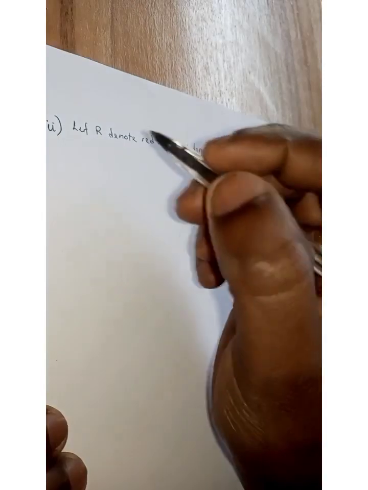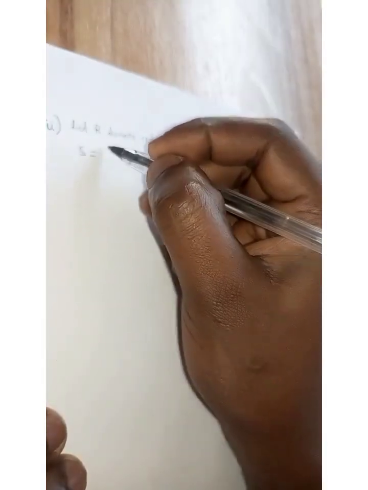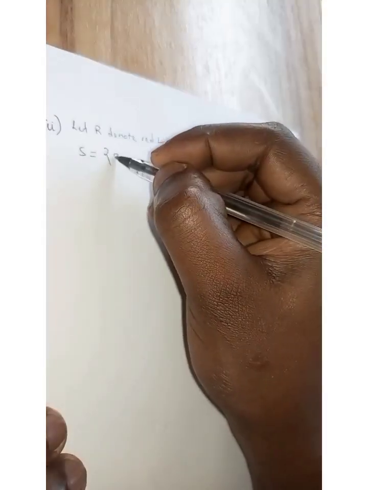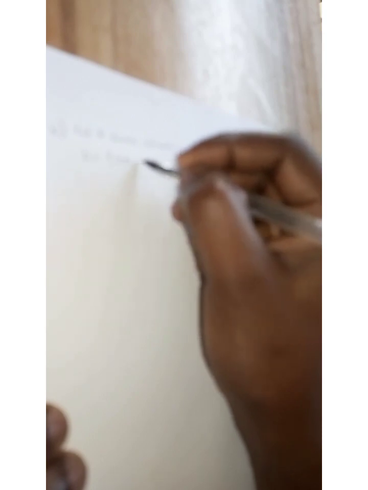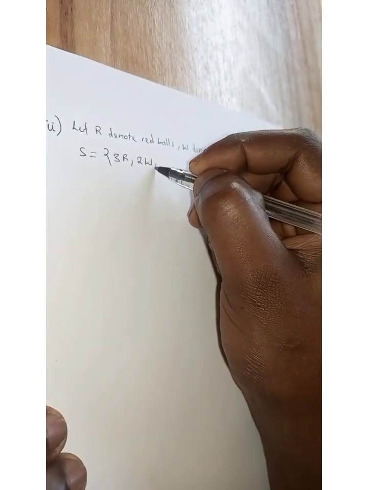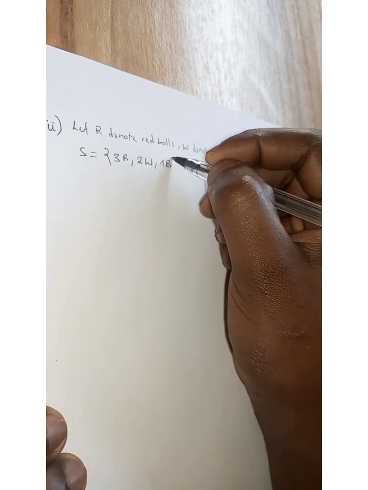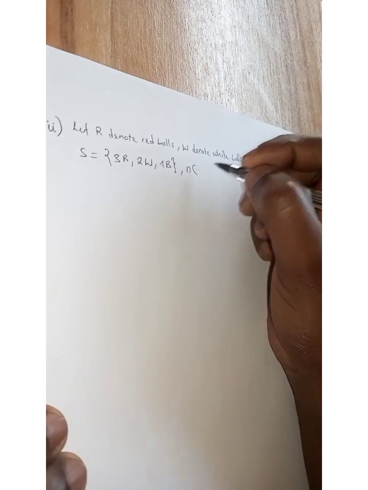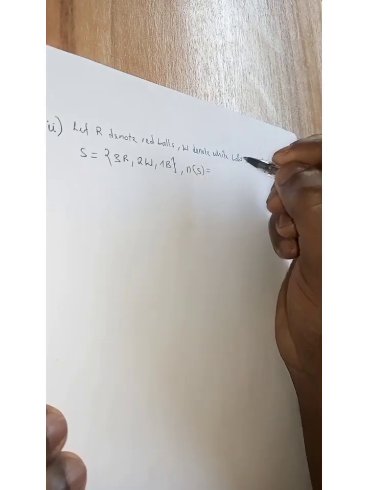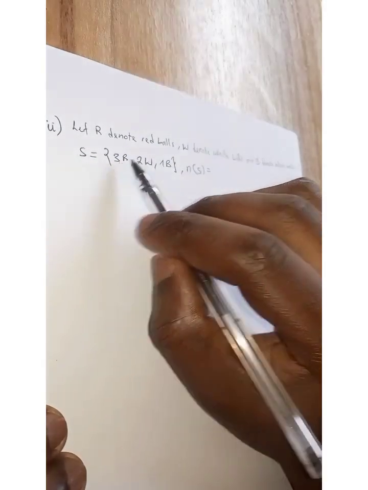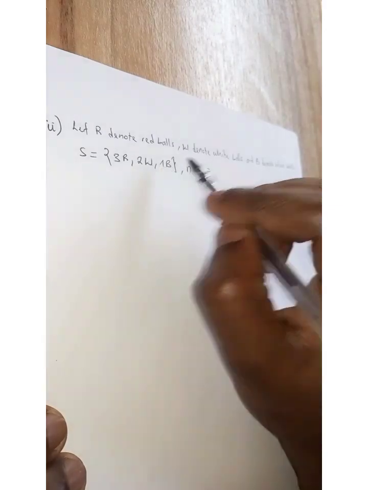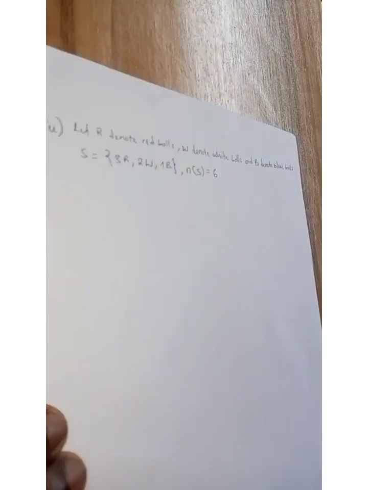Now, for the first trial, the sample space is we have 3 red, 2 white, and 1 blue balls. This gives us the number of elements in the sample space as 3 plus 2 is 5, plus 1 is 6.